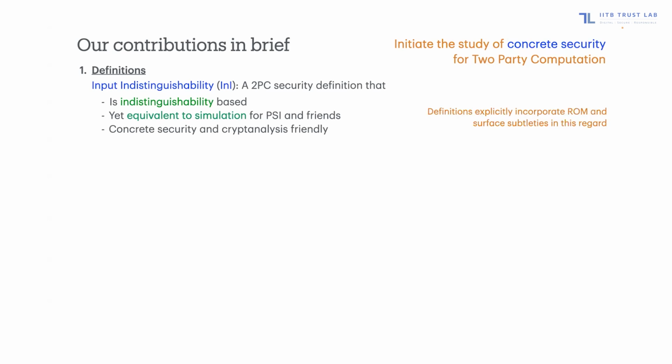These definitions also incorporate the random oracle model explicitly. As I've mentioned before, a lot of security proofs are in the random oracle model when we are working with protocols which are supposed to be used on the practical side. And those security proofs or definitions sometimes do not explicitly incorporate the random oracle in their definitions. And in doing so in our definitions, we were able to identify some subtleties and some mistakes that can be made in security.